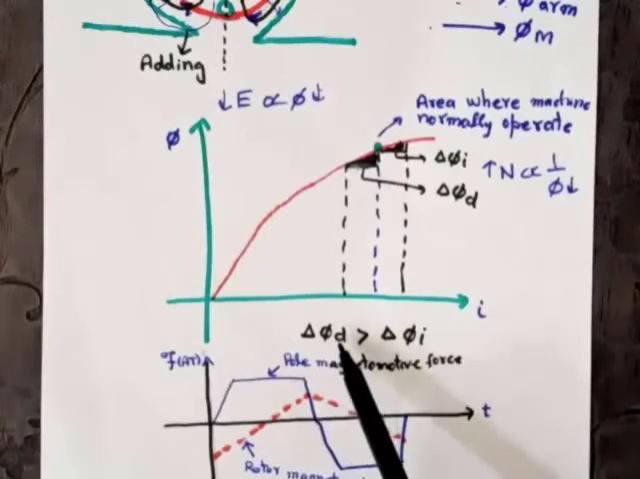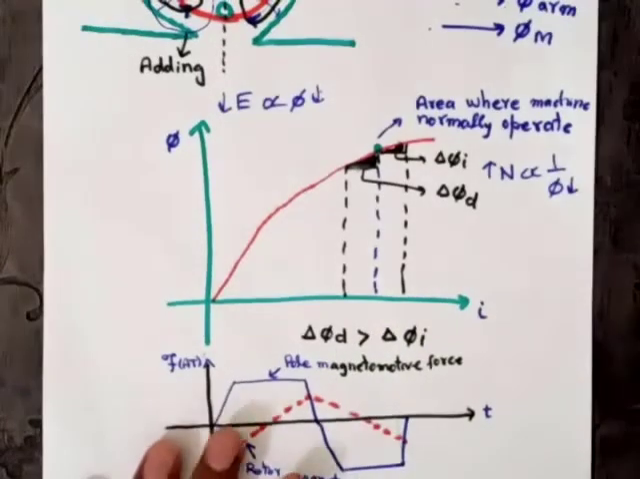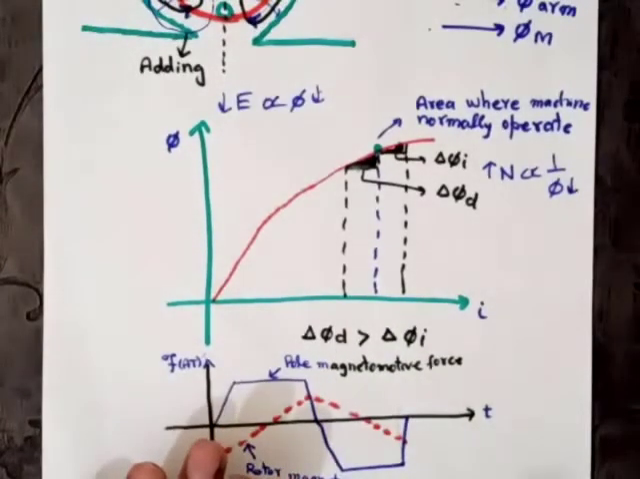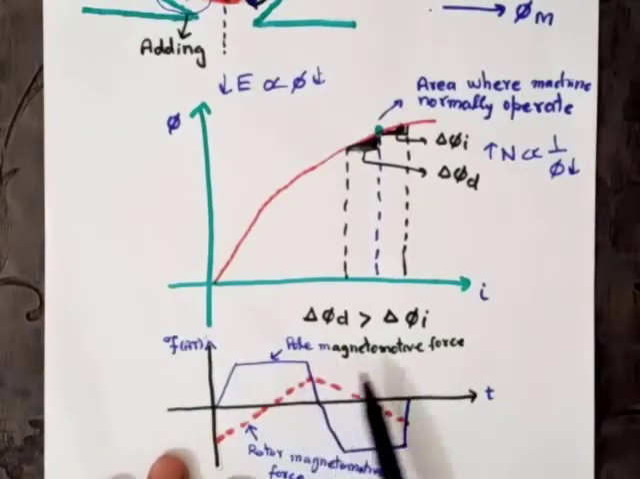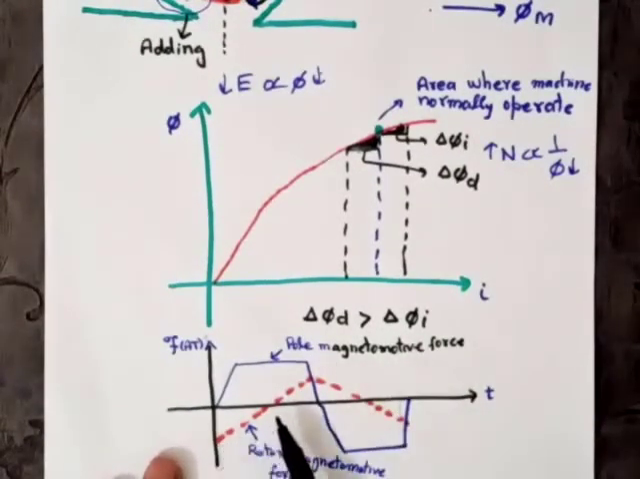Due to this reason, the flux in the machine starts decreasing. As you can see in this figure, this is the flux due to the pole magnetomotive force and this is the flux due to the rotor magnetomotive force. At that point, both fluxes are opposing each other. At that point, both magnetomotive forces are adding up.